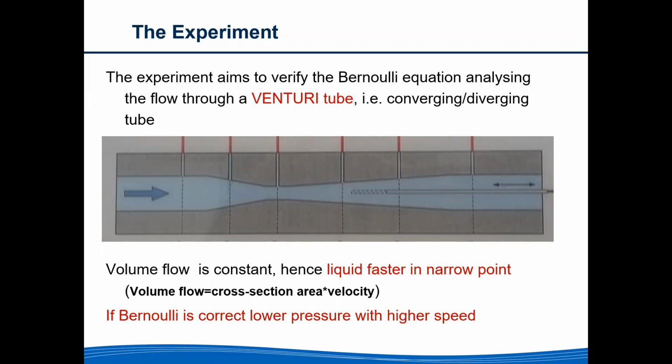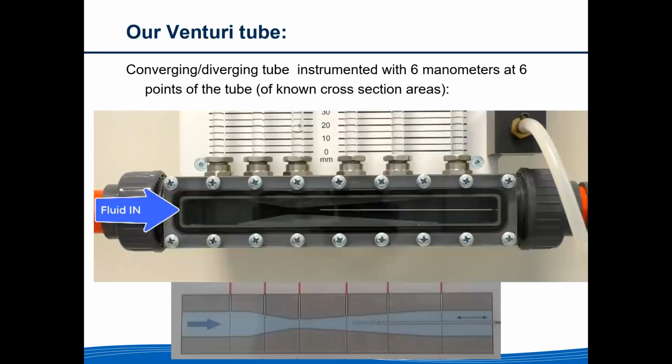An important point is that having a convergent-divergent tube, the volume flow is constant. Hence, the liquid will be faster at the narrow point. The volume flow is equal to the cross-section area times the velocity. If Bernoulli is correct, at this point, due to the higher velocity, the pressure should be lower. And this is the experiment that you're going to run.